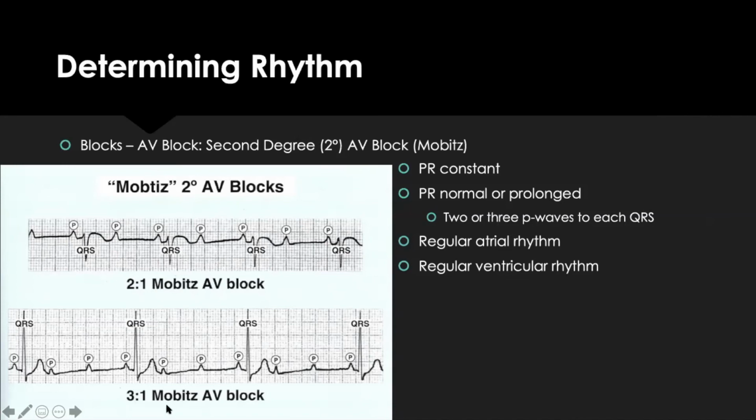A 3-to-1 P wave to QRS wave would be 1, 2, 3, QRS, 1, 2, 3, QRS, 1, 2, 3, QRS. It is also characterized by a regular atrial rhythm and a regular ventricle rhythm.